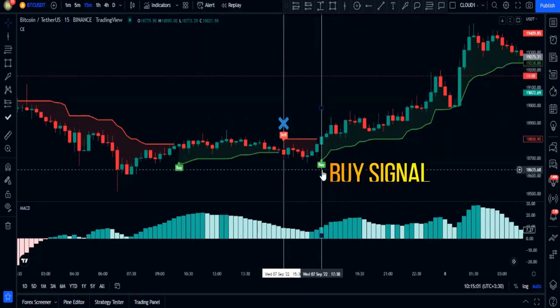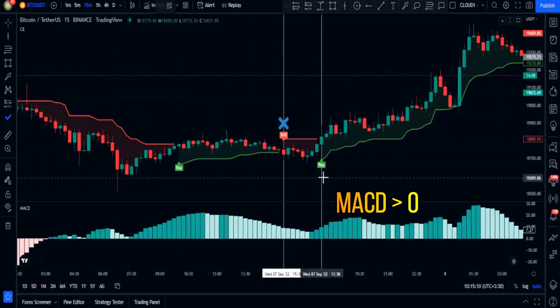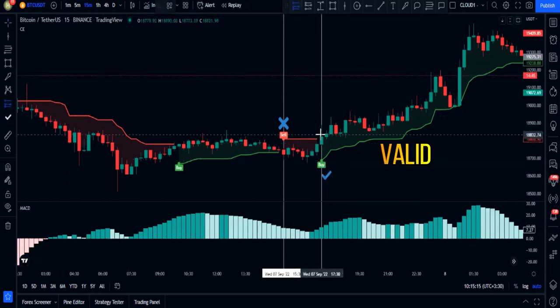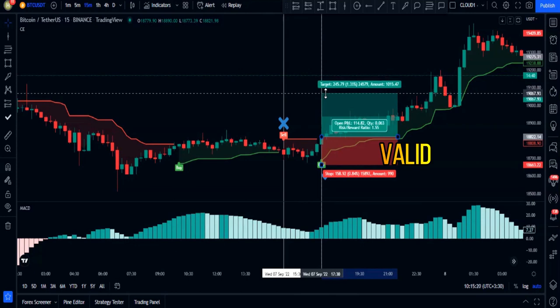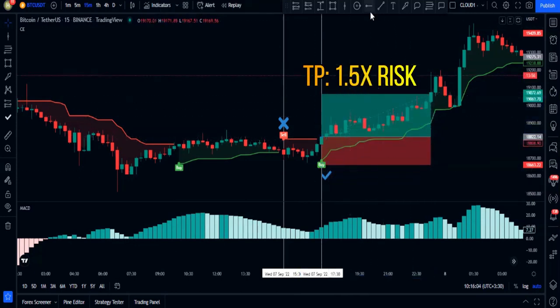But look at this buy signal. We have a buy signal by the CE indicator, and the histogram of the MACD is above the zero line. So this buy signal is valid, and we're going to set our stop loss slightly below the CE line, and the target would be 1.5 times the risk.